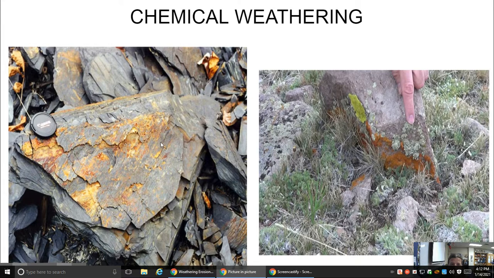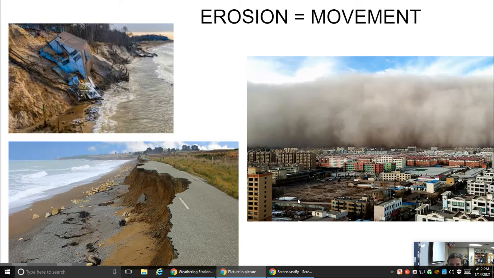Chemical weathering, that's going to be this one here. We see a little oxidation happening where oxygen is reacting with iron inside the rock and forming rust that's going to break down the rock. A new substance is formed here. And here you can see lichen, which is a symbiotic relationship with algae. It secretes acid and breaks down the rock. That's chemical weathering.